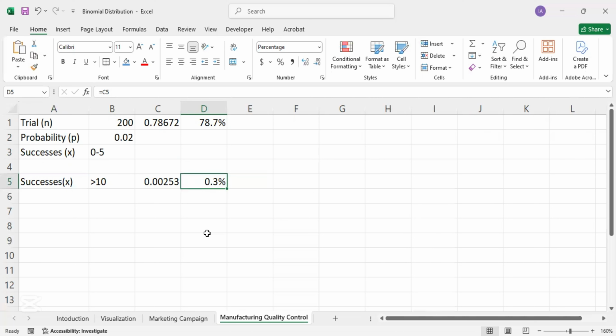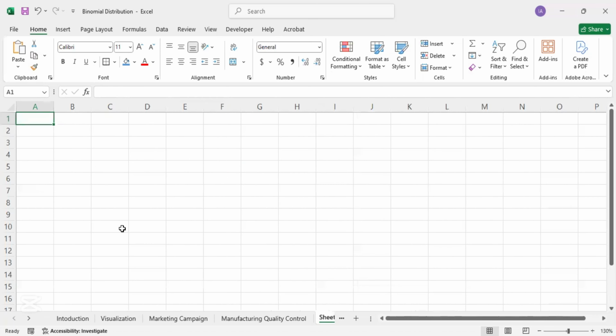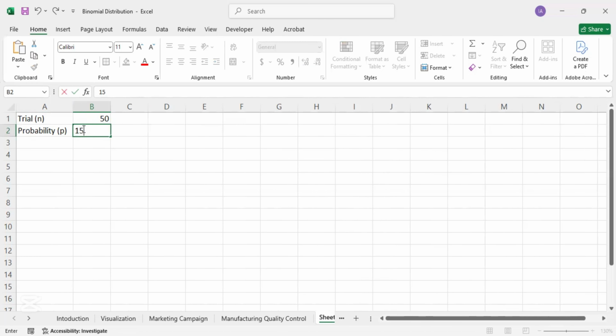So let's go to the third and final case study we have. Okay, and that case study will be on call center staffing optimization. The scenario reads, a call center makes 50 calls daily. So our trial is 50 calls with a 15% success rate. So probability is 15%, so that will be 0.15, right? That is 15% divided by 100.